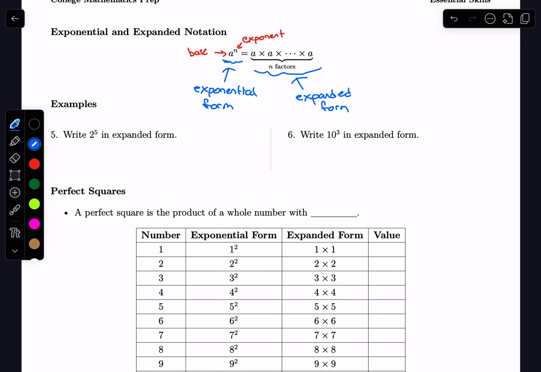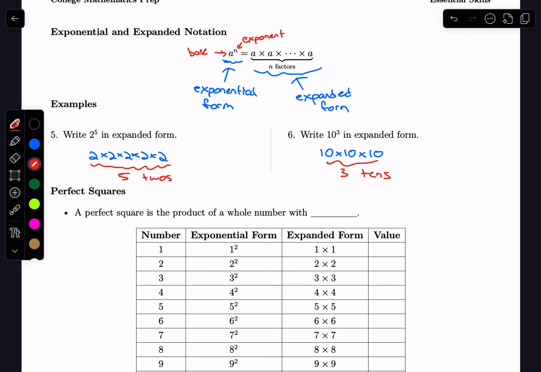So for number 5, we want to write 2 to the power 5 in expanded form. This is equal to 2 times 2 times 2 times 2 times 2, where there are 5 2's. Okay, 5 2's. For number 6, we want to write 10 to the power 3 in expanded form. This can also be called 10 cubed. Okay, 10 to the power 3 is 10 times 10 times 10, where there are 3 10's.